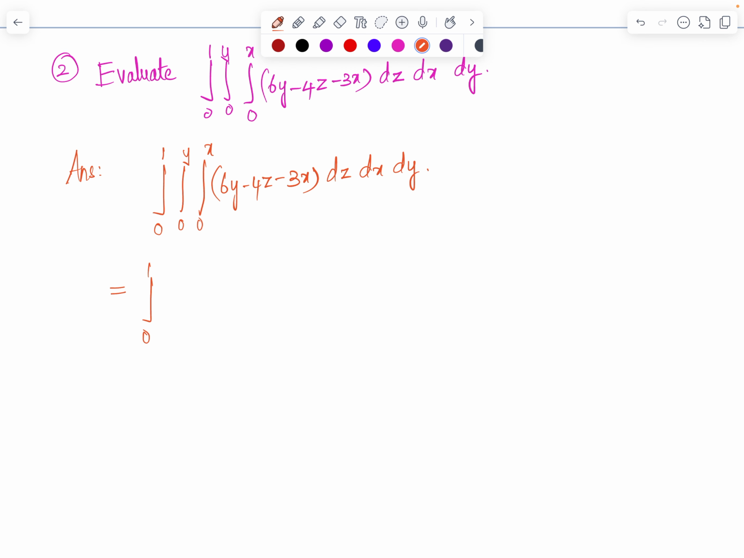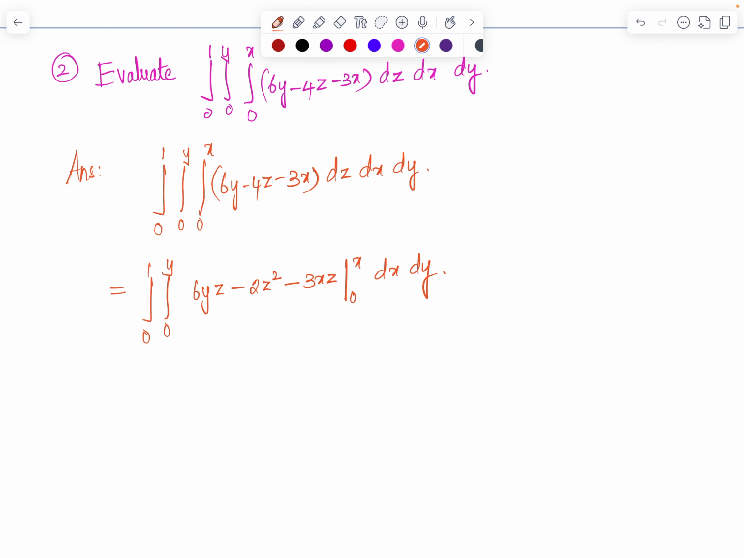So 0 to 1, 0 to y. So see the first term, 6y, there is no z, so you have to add it. So 6y is z, minus, in the second term there is z. So if you integrate, it is z squared by 2, so it is nothing but 2z squared. Minus, in the third term there is no z, just add it. So within the limit 0 to x, then dx, dy. In the place of z, you have to replace by x, and here it's simple.